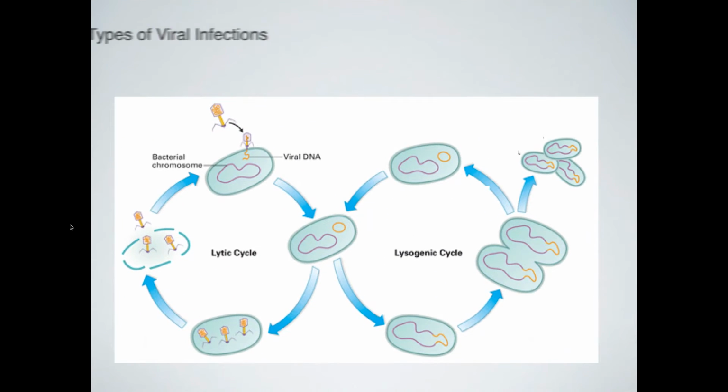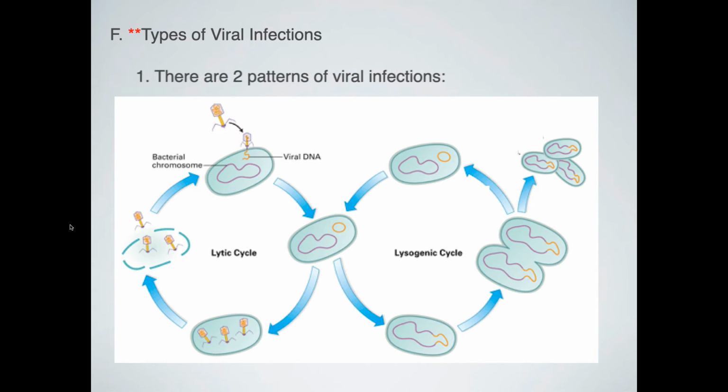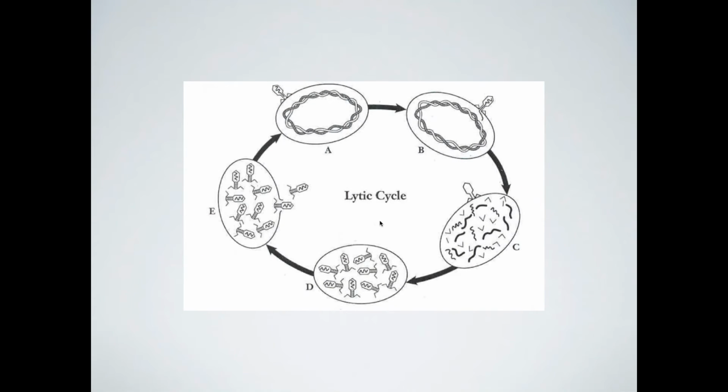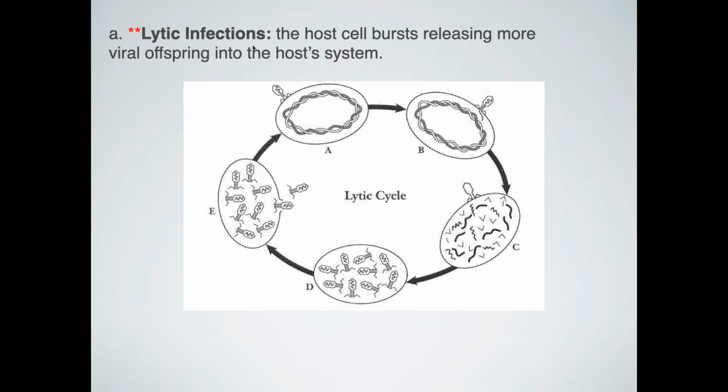So there are different types of viral infections, though, and there are two key patterns there, right? So we have lytic and lysogenic infections. So lytic infections are what I just described to you. Lytic infections are infections where the host cell bursts, releasing more viral offspring into the host's system. These are extremely common types of infections like cold and flu.